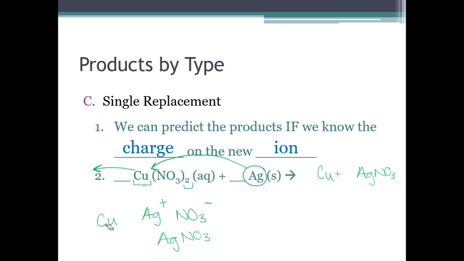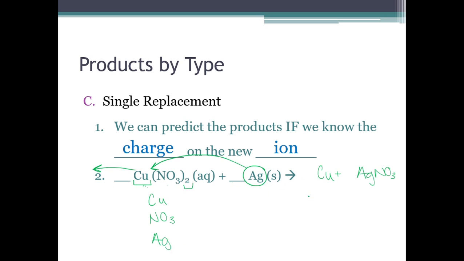And then let's erase our scratch work here so we can go ahead and balance this. Over here on the left, we have copper and nitrate, which is still nitrate when we're done, so we can leave it as nitrate to balance, and silver.